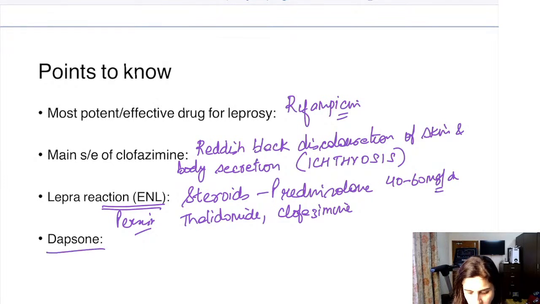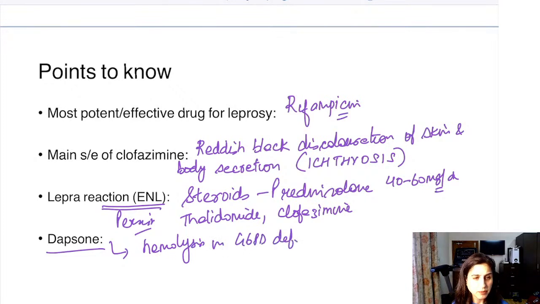Now, dapsone, the things you should know that are important: it is a static drug. Secondly, it can cause hemolysis in G6PD deficient people. This is important about the anti-leprotic drugs. Itna information is more than enough for the anti-leprotic drugs.